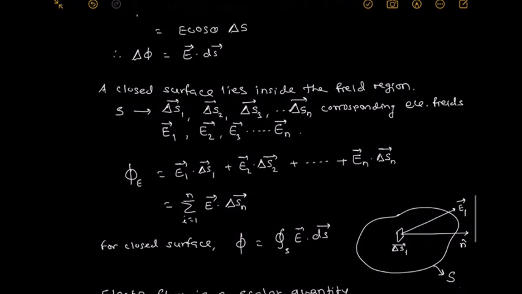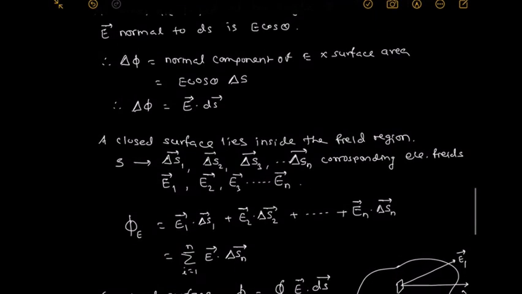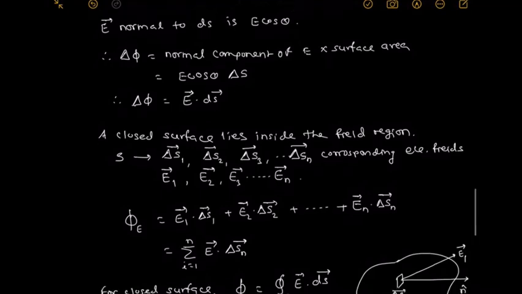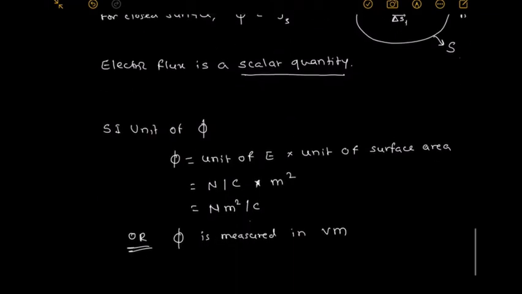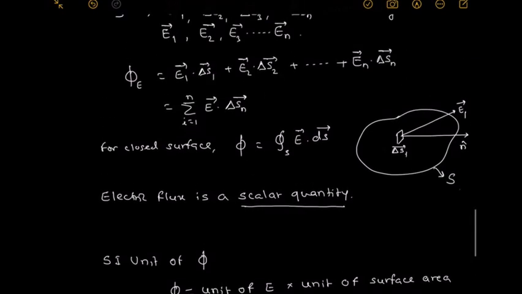Hence, remember what electric flux is. Electric flux is defined as the total number of electric lines of force passing through a given area in unit time. It is measured in terms of Newton meter square per Coulomb or volt meter, and it is a scalar quantity.